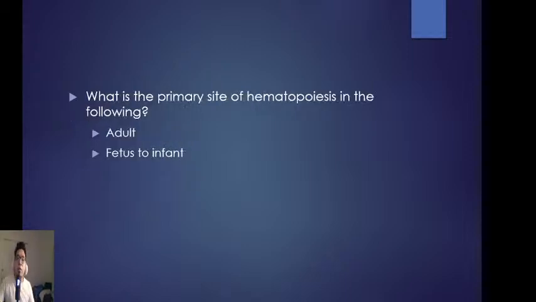Another thing that we need to talk about is the primary sites of hematopoiesis in the human body. In an adult, it's in the bone marrow. From fetus to infant, we're going to start from.